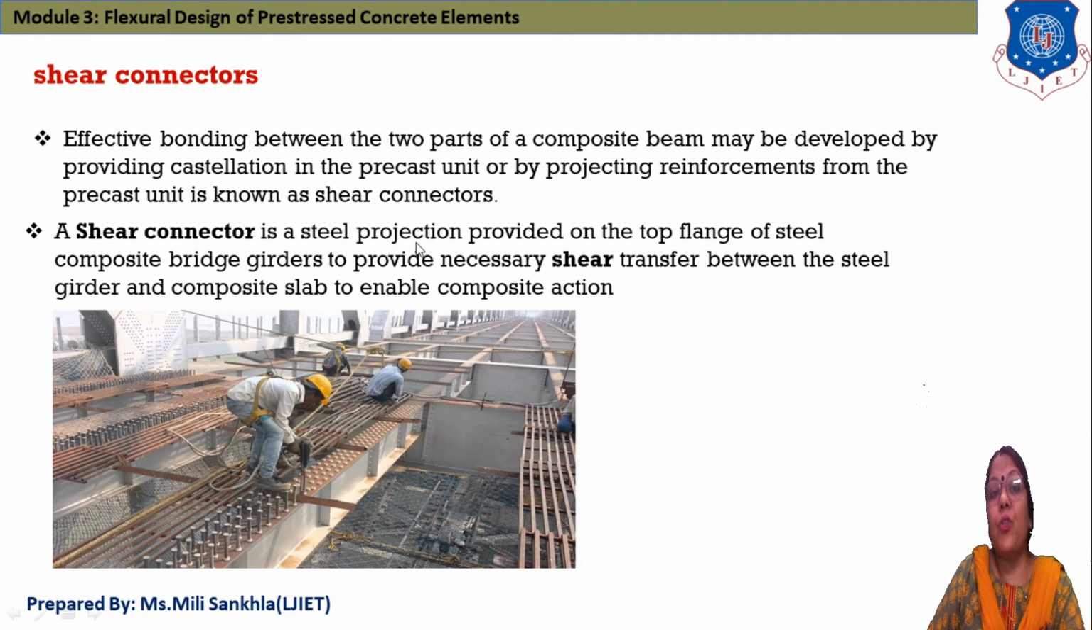A shear connector is a steel projection provided on the top flange of a steel composite bridge girder to provide the necessary shear transfer between the steel girder and the composite slab to act as a composite action. Ultimately, the use of this shear connector is to transfer shear forces of the steel girder to our composite slab. Okay, look at this, this is our steel section, and this number of steel connectors are provided to transfer one load to another.